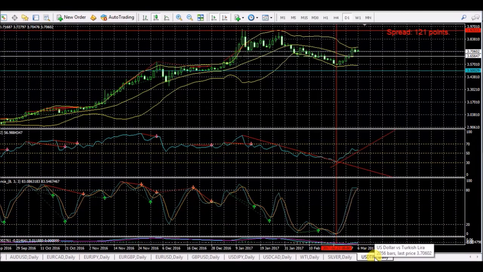Right. USD Turkish lira. We're expecting this to long. It is actually shorting a tad at the moment. So I've put my trend line on my RSI. We'll have a look at that tomorrow, but we are expecting that to long.